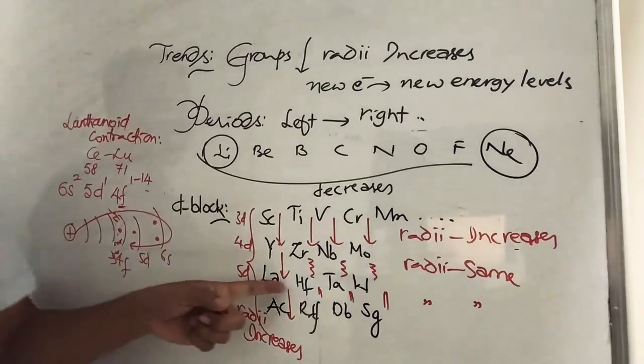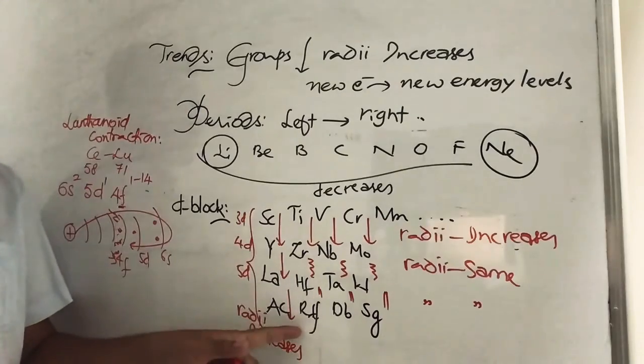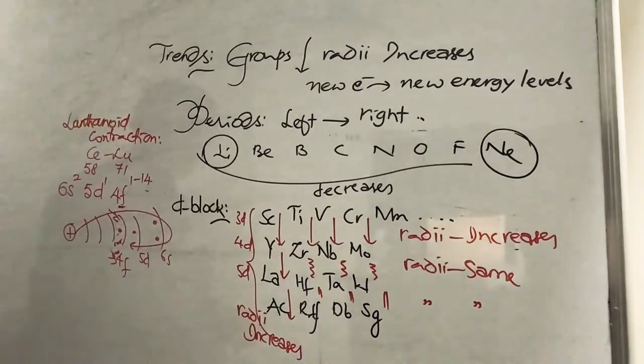So because of the lanthanide contraction, these radii are going to be the same, 4d to 5d. Because of the actinide contraction, the same thing you can notice in the 5d to 6d case also. These are the important points related to atomic radius.